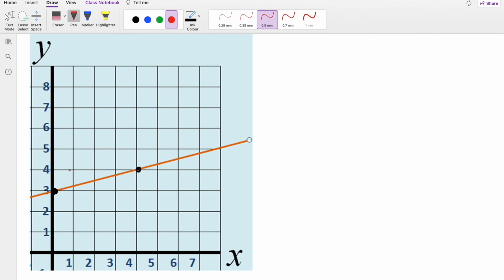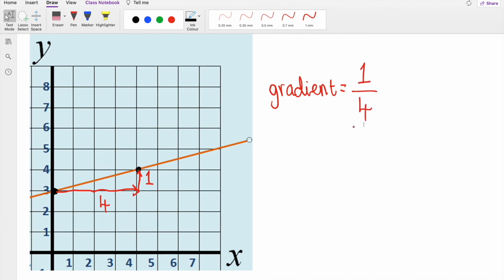Okay, let's travel in the x-axis first. We need to travel 1, 2, 3, 4 in the x-axis and up 1 in the y-axis, so that's a +1. And the gradient here is the difference in y over the difference in x. Difference in y, I've travelled up 1, it's +1, and the difference in x was 4. Now you'll see that 1 divided by 4 can't really be simplified anymore. It's a quarter, so you can leave it as a fraction or you could write it as a decimal. That's also fine. So the gradient here is a quarter.